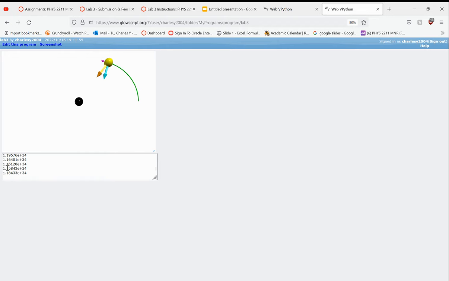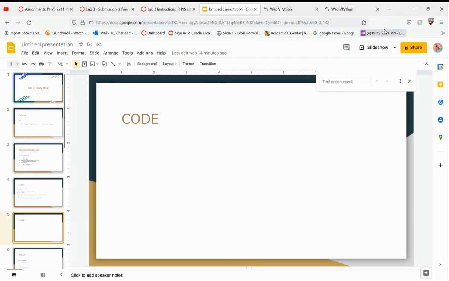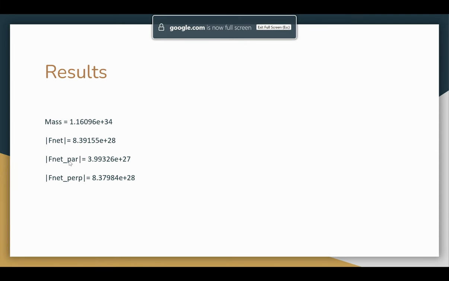you see that the masses fluctuate, but it stays around the same area. And then the arrows here represent the perpendicular and parallel force. As you can see here, the arrows were generally larger in this area, but that's because the force of gravity on the planet by the black hole was stronger here because it's closer. And then our result was the mass of the black hole is 1.16 times 10 to the 34th kilograms. And then we have the magnitude of the net force, the perpendicular component, and the parallel component here.